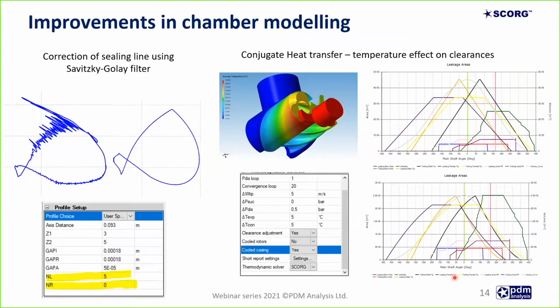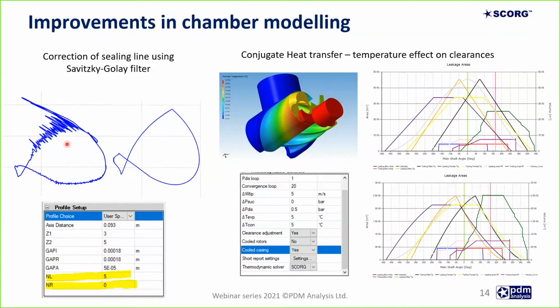This slide shows some improvements in chamber modeling. On the left-hand side, you can see something which we had previously built into SCORG. This is the Savitzky-Golay filter for filtering the sealing line in the case of measured profiles imported in SCORG, because in the case of measured profiles, or when you import a profile from 3D CAD, all these approximations done in a CAD or measuring errors on measuring CMM machines can produce a sealing line which is very noisy, as you can see on the left-hand side.